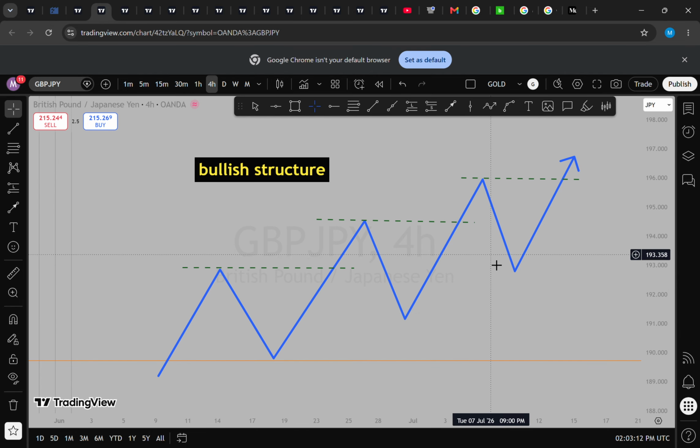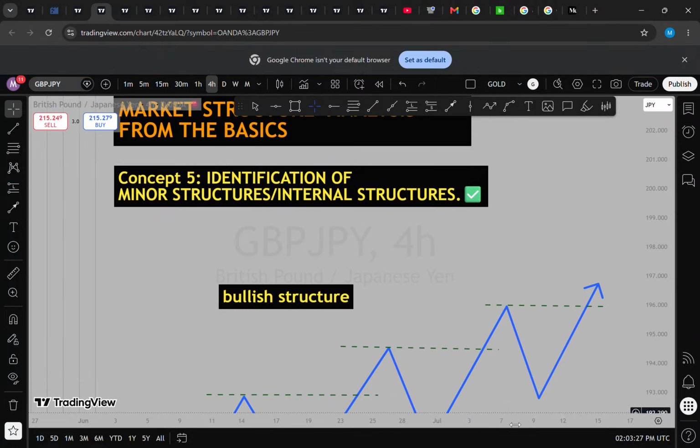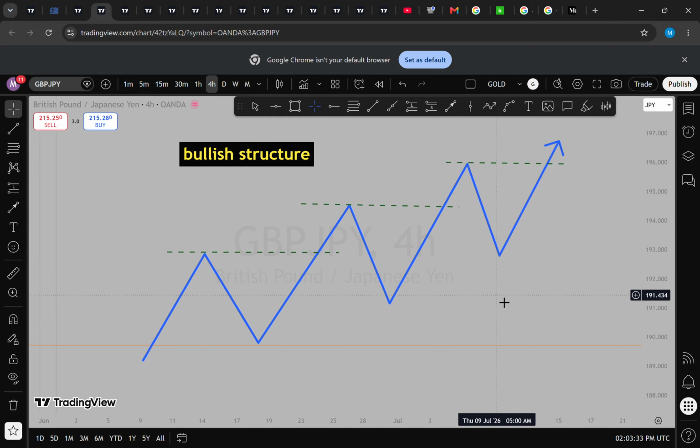And for a bearish structure, when price is breaking support to the downside, creating lower lows, that is a bearish structure. So for today, what do we have? Our concept for today is identification of minor structures.